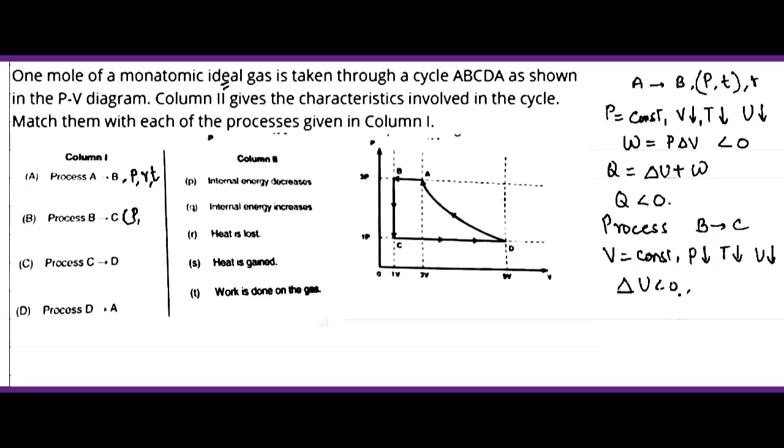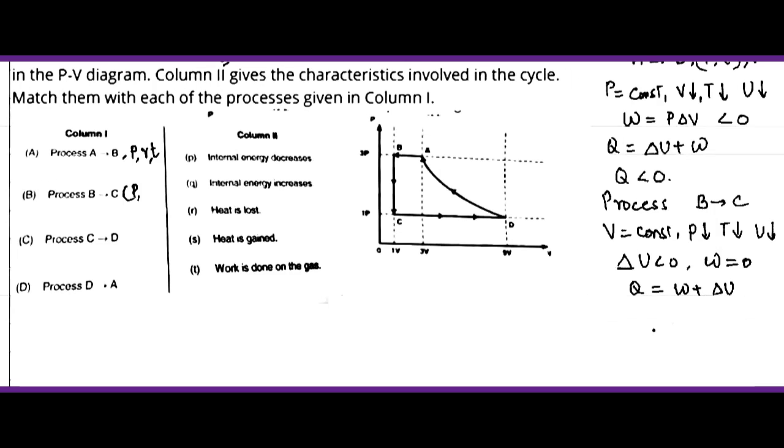Now, when delta U is less than 0, we simply see here that W will be 0 because the volume is constant. So when internal energy decreases, heat is equal to W plus delta U. From here you can see that W is 0, delta U is negative. So Q has to be negative, and when Q is negative, heat is lost from the system. So Q is less than 0, so heat is lost. So this is P and R. Now let's check for C and D.